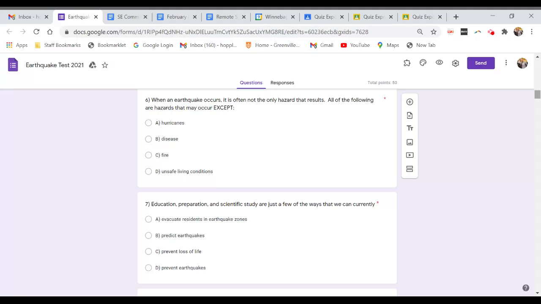Number 6. When an earthquake occurs, it is often not the only hazard that results. All of the following are hazards that may occur except hurricanes, disease, fire, or unsafe living conditions.